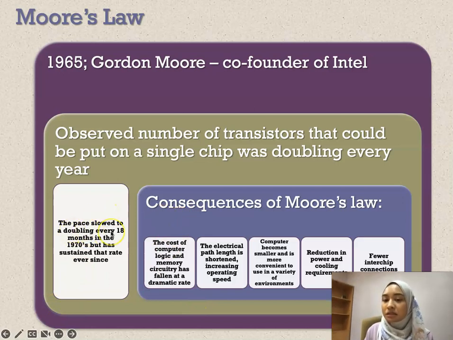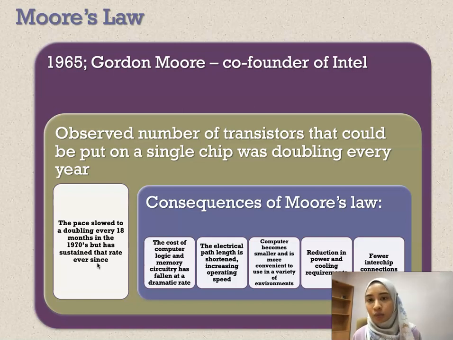But the pace slowed to doubling every 18 months in the 1970s but has sustained that rate ever since. I did that on purpose. So the pace actually slowed down after he said that. I don't know why. But after he said that, the pace suddenly slowed down, which meant that what he said wasn't right. In fact, it was only doubling after 18 months. 18 months is more than a year, right? That is 1.5 years. So after 1.5 years, then it becomes 2,000.